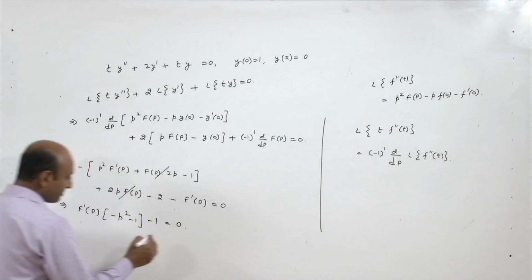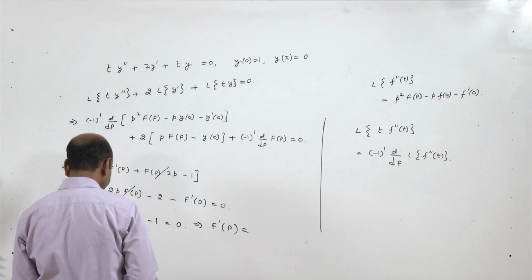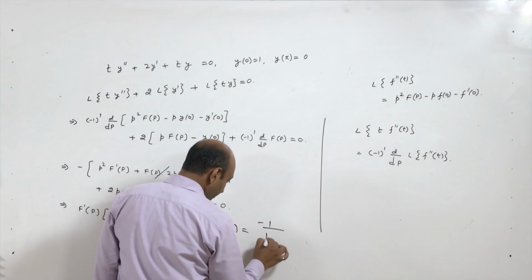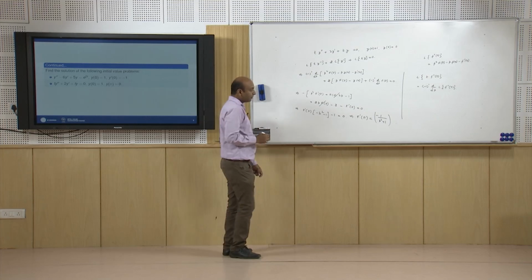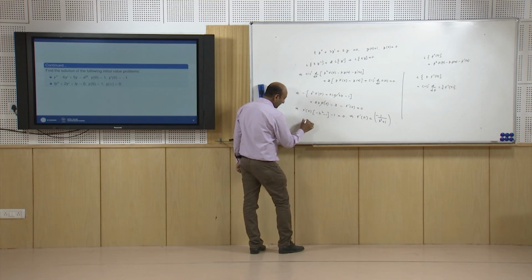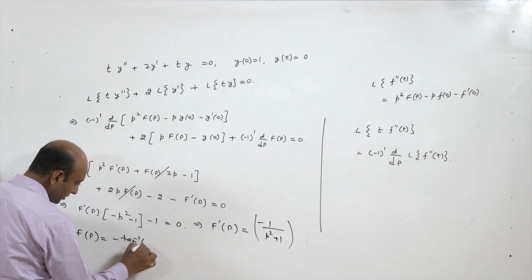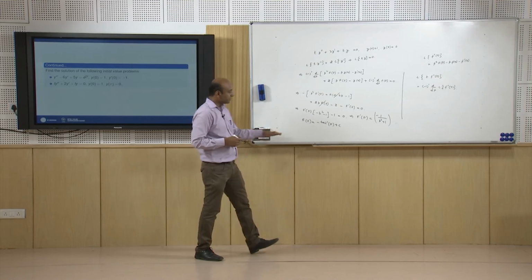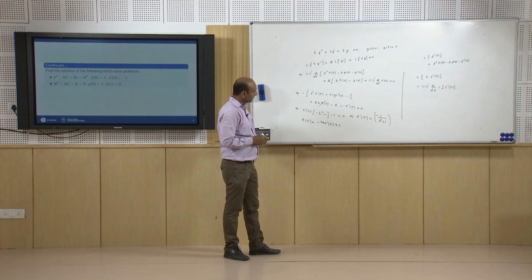So, what will be F dash p? F dash p will be nothing but 1 upon negative p square plus 1. So, what will be F p? You integrate both sides, F p will be nothing but minus tan inverse p plus c. Now you find the Laplace inverse on both sides to find y t.